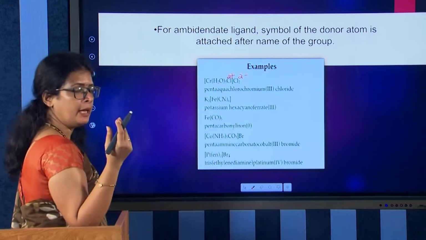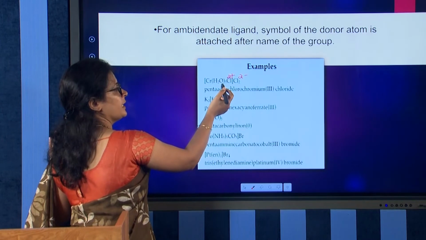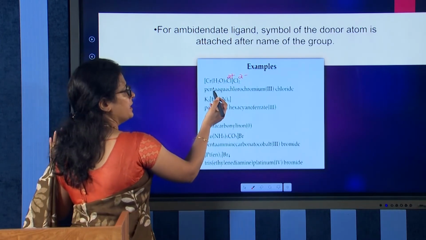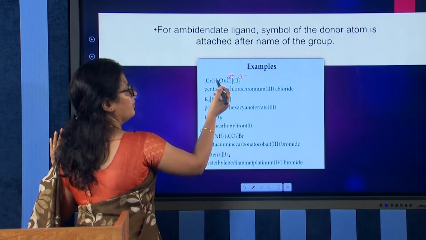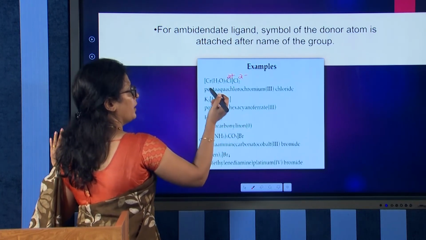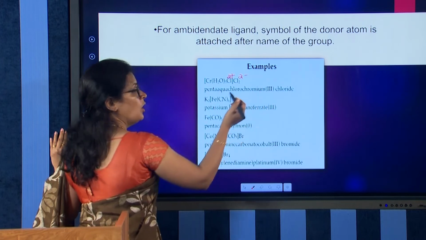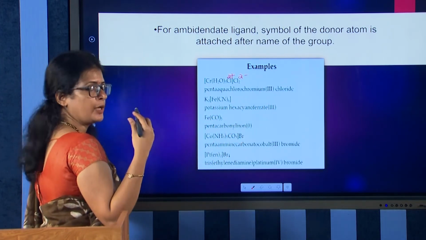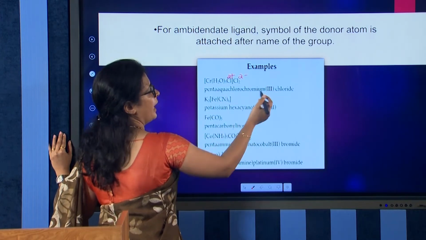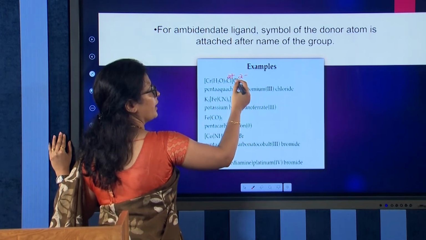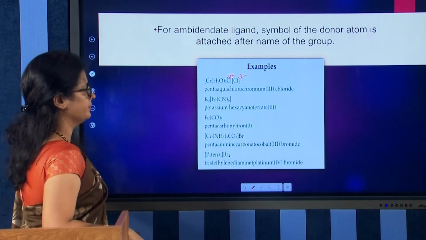So aqua should be named first. How many aqua ligands are there? 5. That is why it is pentaaqua, and 1 chloro, that is chloro, and which is the central metal atom? It is chromium, followed by the oxidation state. We have already discussed how to calculate the oxidation state. So the oxidation state should be added here, followed by the chloride. Chloride is the counter ion.